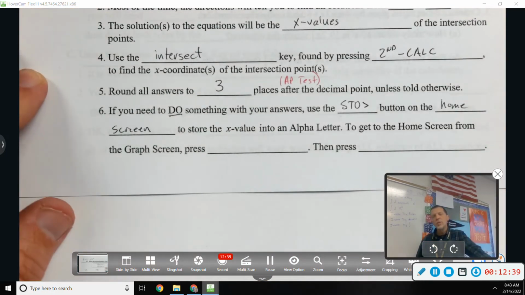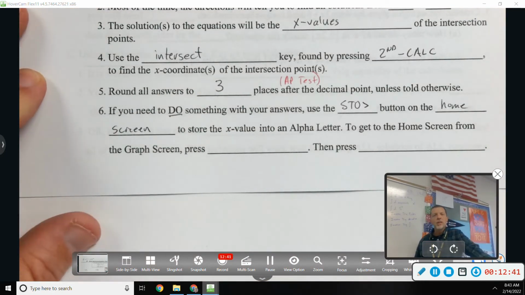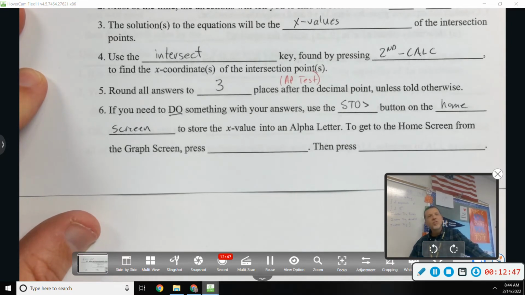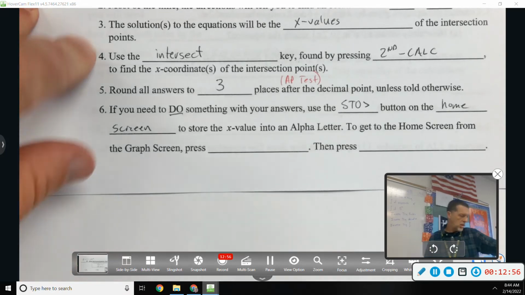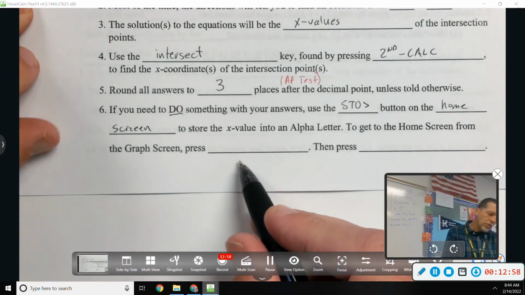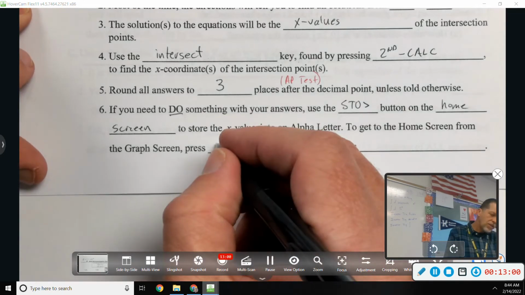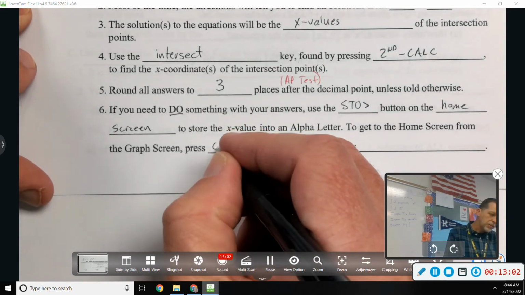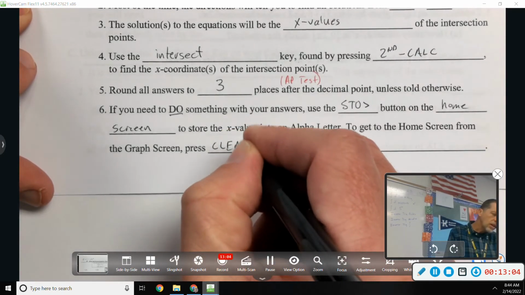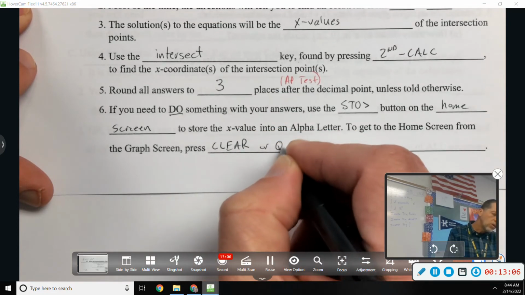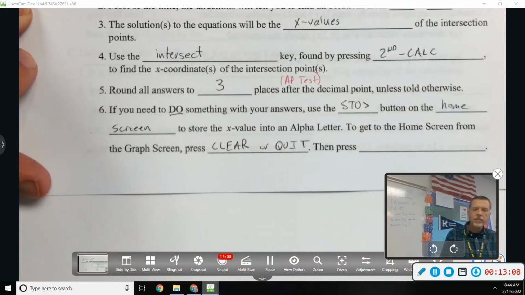Again, this is a little bit weird taking all these notes and then we'll use it. But we use the store button to store the x value into an alpha letter. So you can save it as A or B or C or D or whatever you want to call it. That way you can use it later. To get to the home screen from the graph screen, you have a couple options here, clear or quit. Either one will get you back to the home screen.